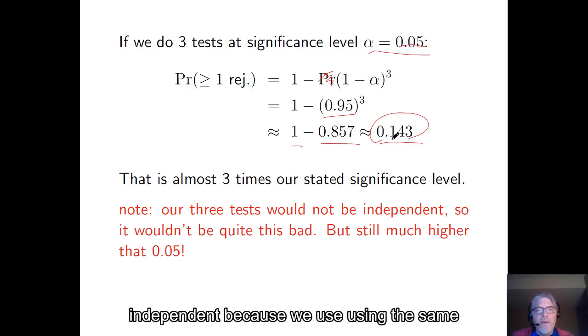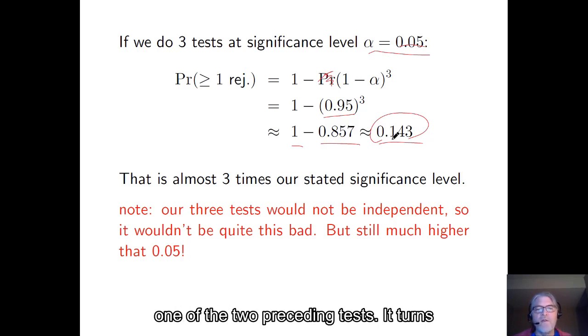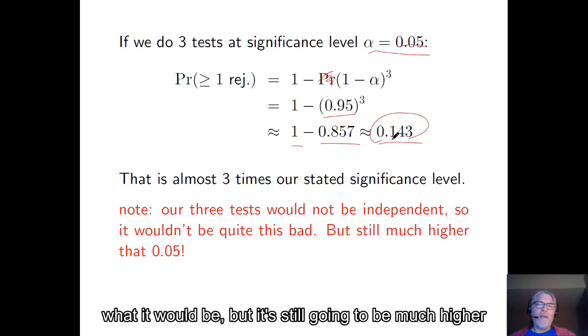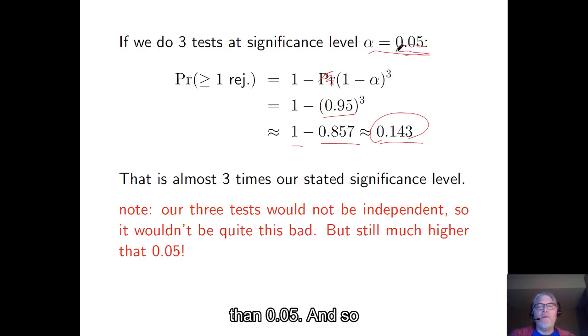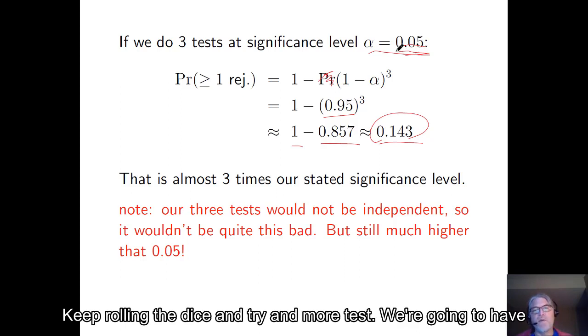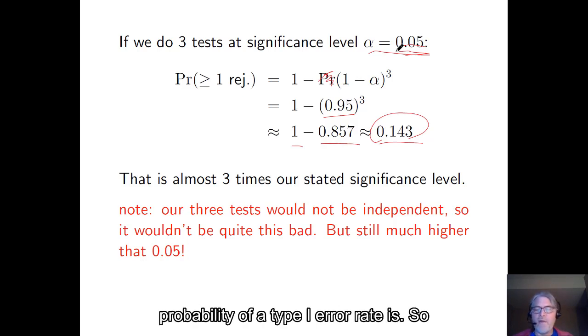Our three tests are not independent because we're using the same data for the third test that has already been used in one of the two preceding tests. It turns out that means it's not quite as high as that, but it's tricky to calculate exactly what it would be, but it's still going to be much higher than 0.05. And so hopefully you can see this idea of if we just keep rolling the dice and trying more tests, we're going to falsely reject much higher than our stated alpha. And so that's not what we want in a statistical test. We want to be able to be clear about what our probability of a type 1 error rate is.